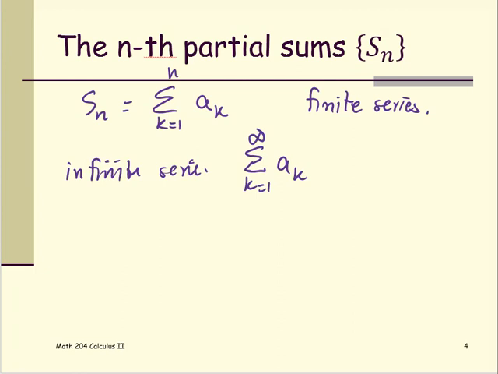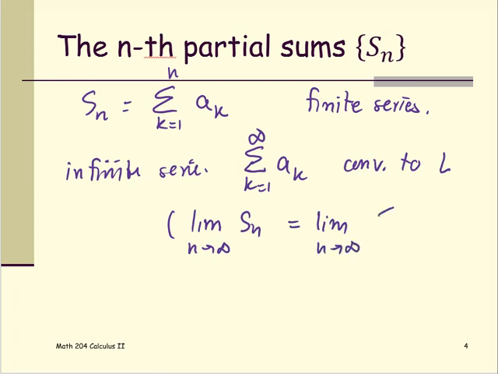If the infinite series converges to the value L, that means the limit of Sn as n approaches infinity, or the limit as n approaches infinity of the summation Ak, k from 1 to n, equals L. So we are going to use the limit of the n partial sum to find the value of the infinite series as it converges to that number.